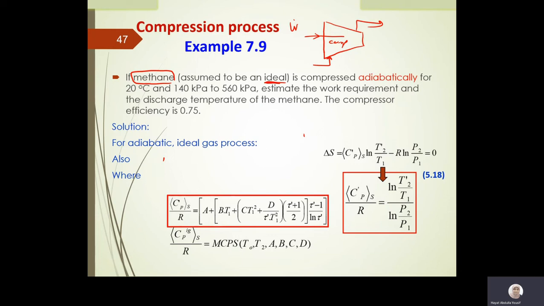According to the given information, it's an adiabatic process. They give me the initial temperature, the initial pressure, and the final pressure, which is 560. So the pressure increases from 140 kilopascal to 560, and this is expected in a compressor, where the pressure will increase significantly. They ask for two things: one is the work requirement, W, and number two, the final temperature. Now remember, this one is ideal gas.